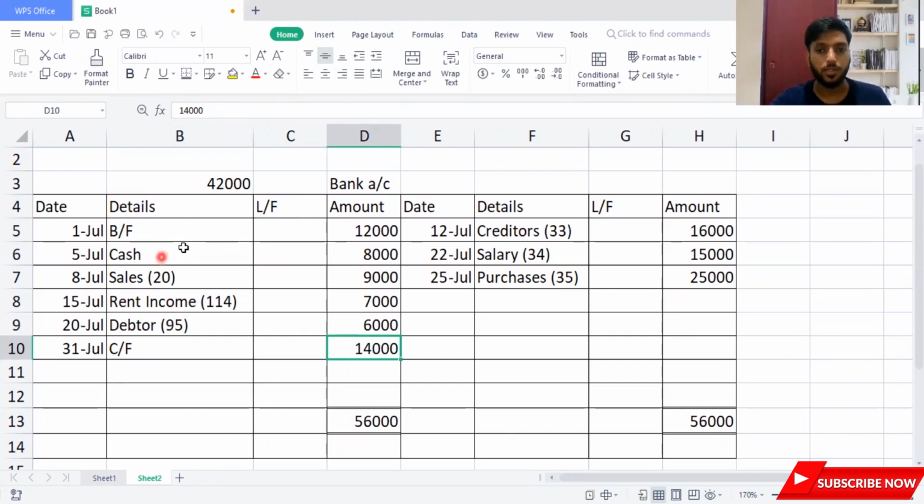Normally, if brought forward comes on this side, carried forward should come on the other side. But why are brought forward and carried forward on the same particular line? One thing for your knowledge, guys, it's because there's an overdraft happening here. Overdraft is where you have issued more in checks than the amount you have received. So here you have received only 42,000, but here you have issued 56,000. So you now owe the bank 14,000.